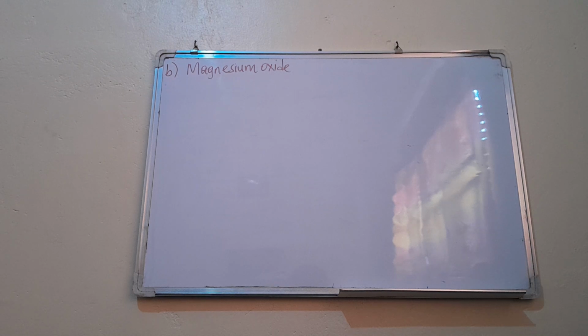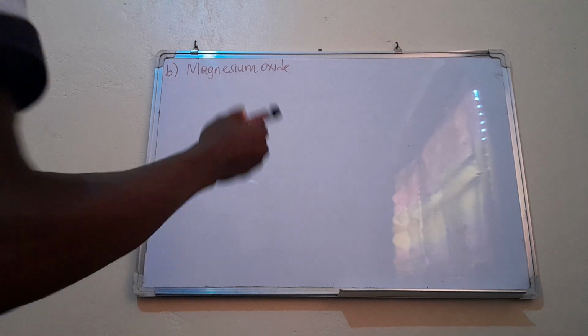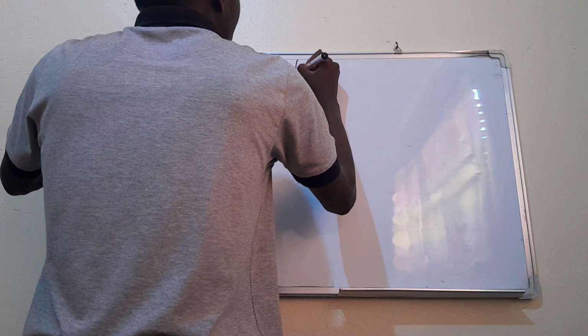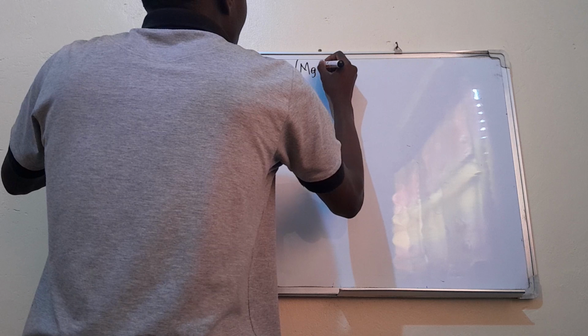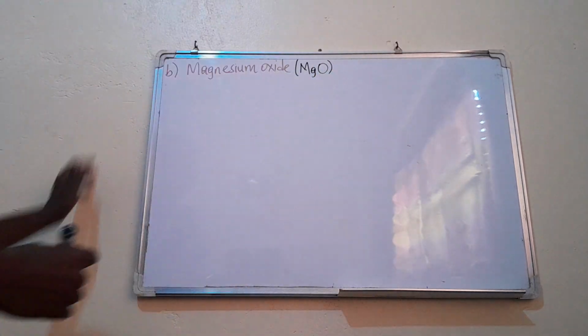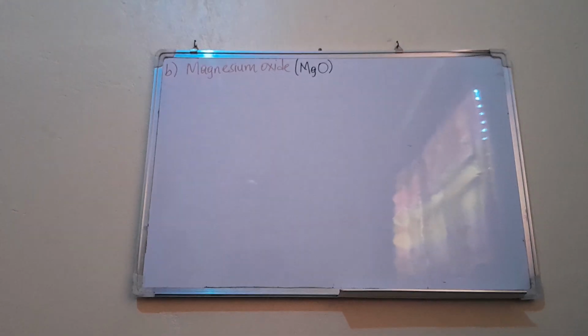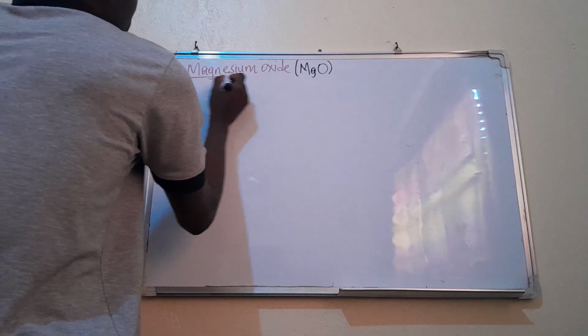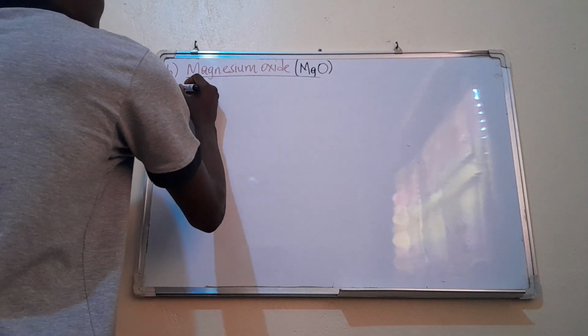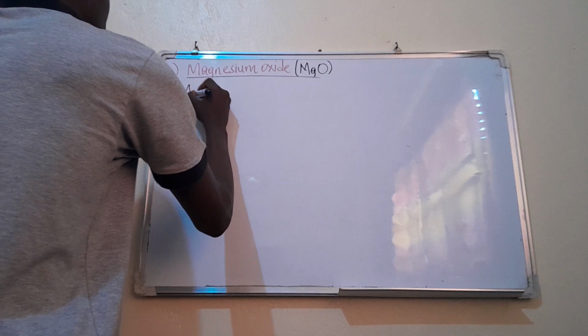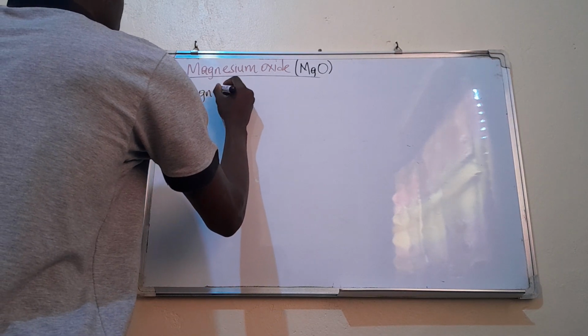Part B, we are having magnesium oxide, which is Mg. So within magnesium oxide, we have our magnesium.